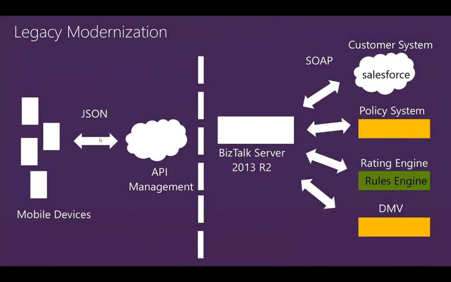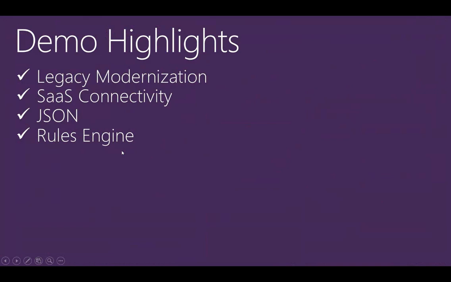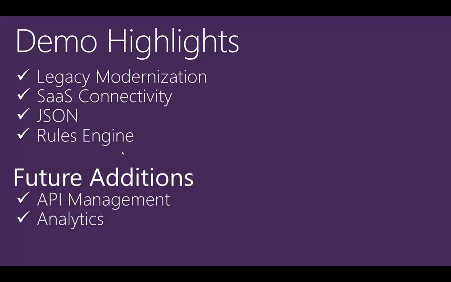so just to summarize this solution, we've got legacy modernization, we've got SaaS connectivity, we're using JSON, we're still leveraging a rules engine. So these would be some of the characteristics of a more modern platform, but we're able to use BizTalk to actually participate in this type of solution. Now, some future additions. In this particular demo, I didn't actually include API management. It's something I certainly could have. In this case, I was exposing the BizTalk endpoints as RESTful JSON endpoints.